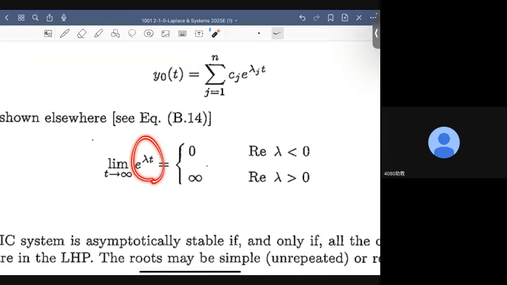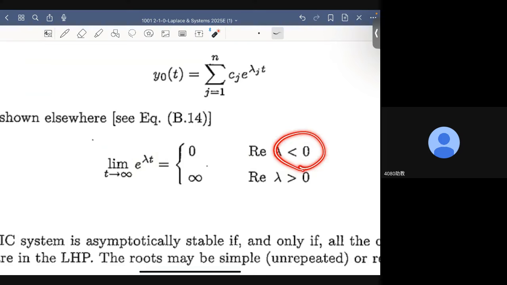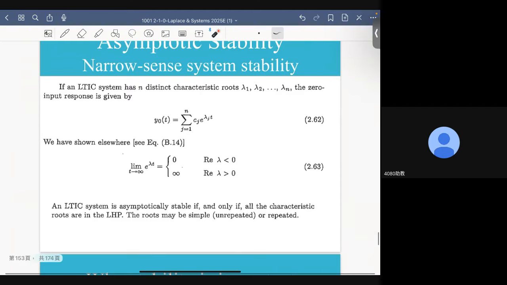that these modes, when time goes to infinity, have to become zero. Now, for this to happen, it can be mathematically shown that the real part of lambda, that is the real part of the poles, has to be smaller than zero. So the final conclusion is that an LTIC system is asymptotically stable if and only if all the characteristic roots are in the left half plane.